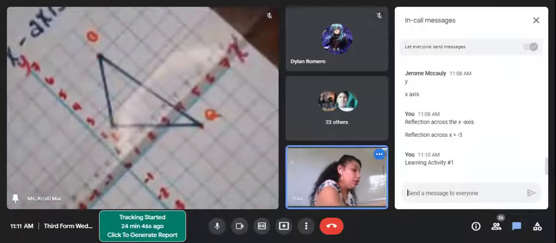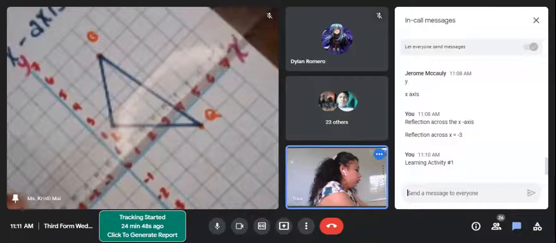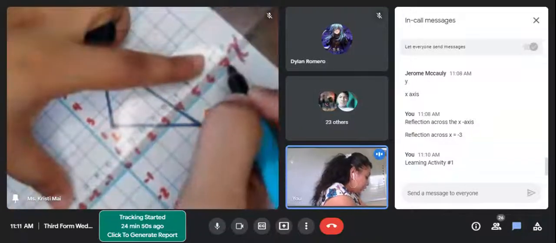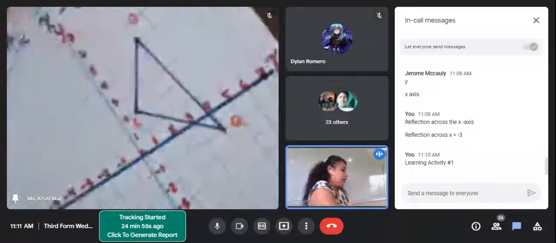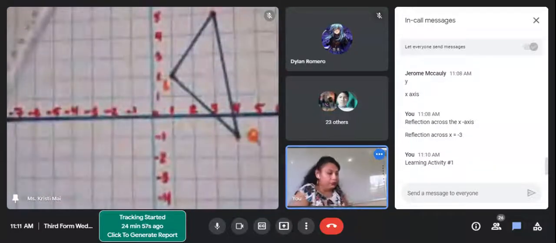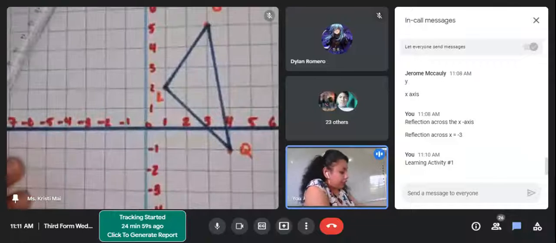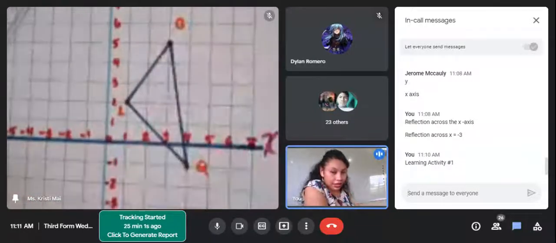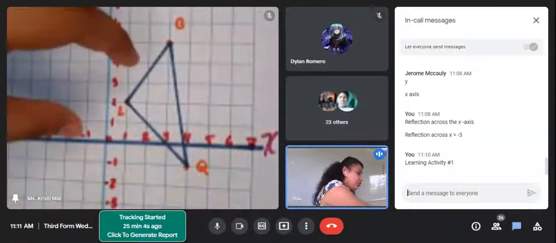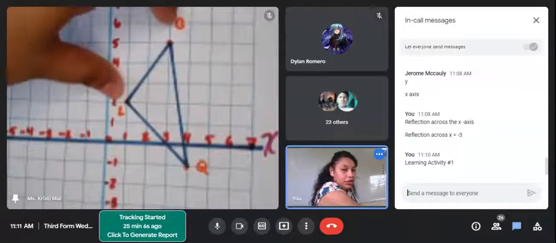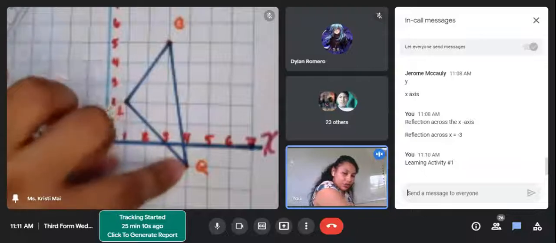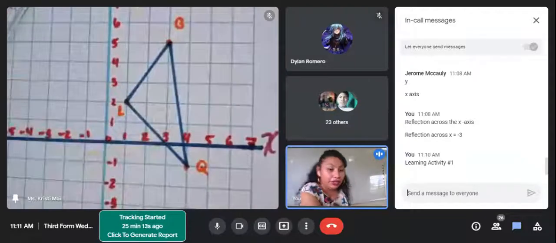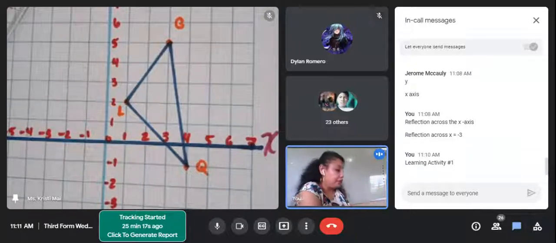I'm gonna color. Right, this is where my reflection is gonna happen. This is my line of reflection. And I need to reflect this image across this line. So what does that mean? That these 2 points, L and G, are gonna show up on the other side, and then this point Q is gonna be on the other side. That is what the reflection means, right? You're switching the places across that line.